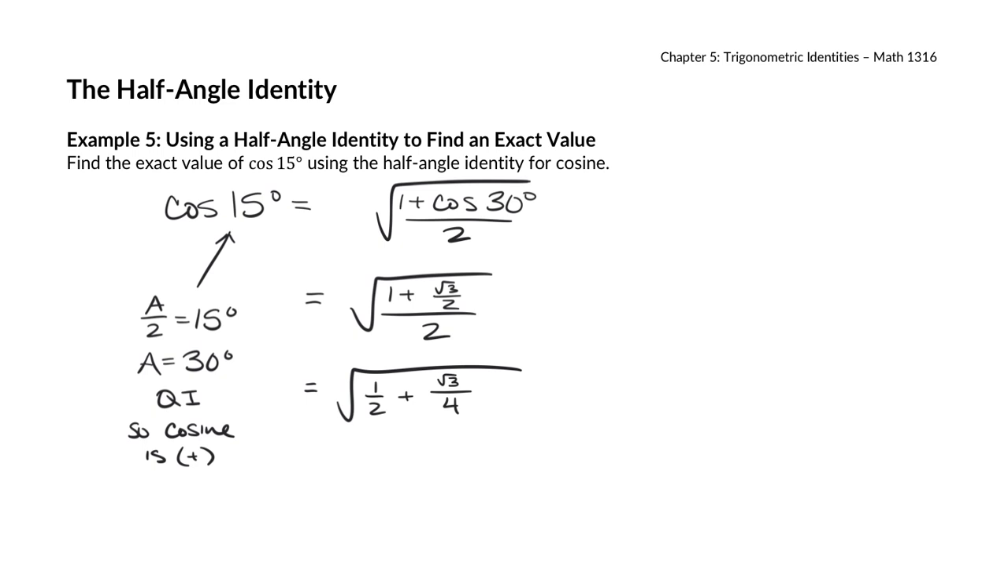Oh, but now I need to add two things together. What do they have to have to be able to add them together? The same denominator. I'm going to go sideways just to save some room here. This is going to be 2 over 4 plus square root of 3 over 4. Yep, thank you so much. I knew that looked weird. Okay, well, we can add those two things together. This ends up being 2 plus square root of 3 over 4.